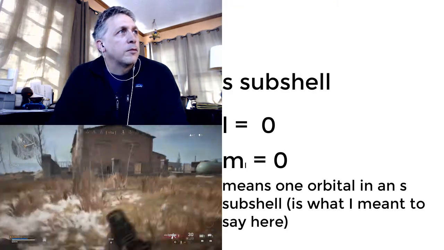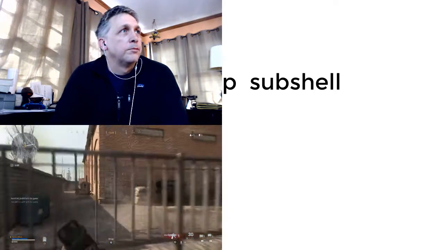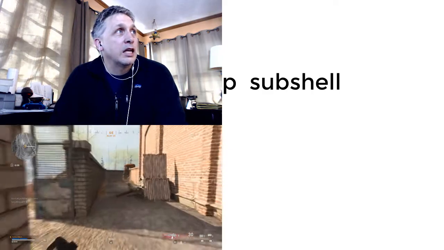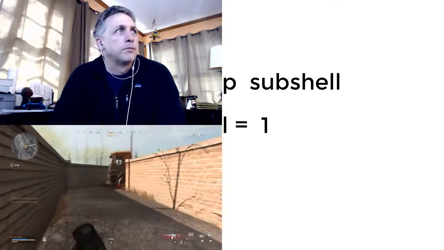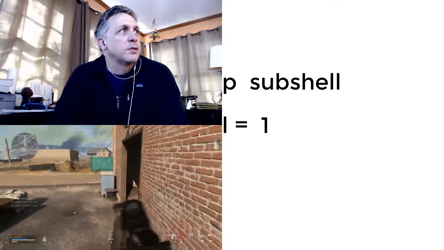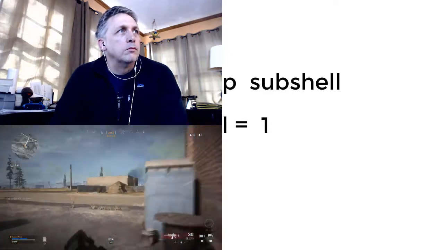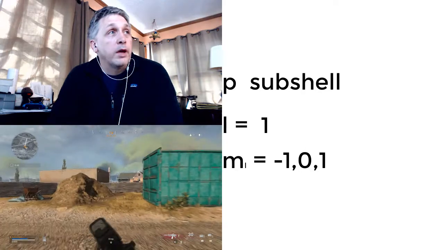When you're talking about a P subshell, P represents L equals 1. So the allowed values of m sub L are negative 1, 0, and 1.